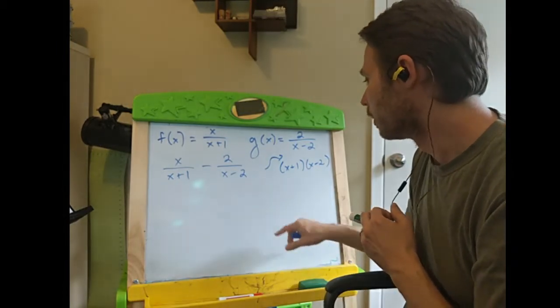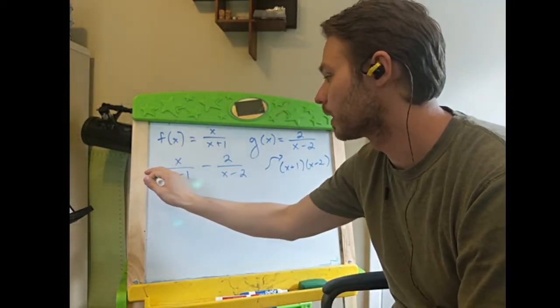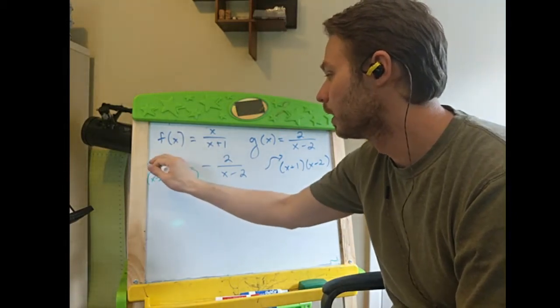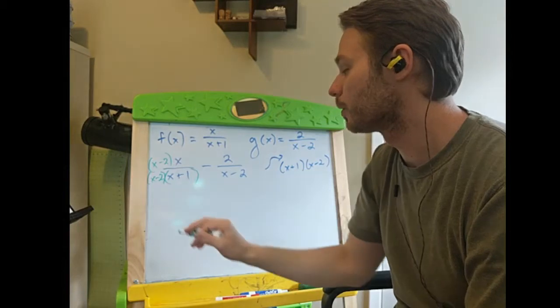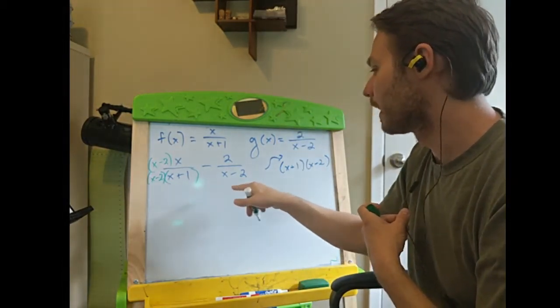All right, so let's do that. What would I need to multiply x plus 1 by to get x plus 1 times x minus 2? Well, I need to multiply it times x minus 2. Whatever I do in the bottom, I'll also do in the top. Over here, I need an x plus 1.